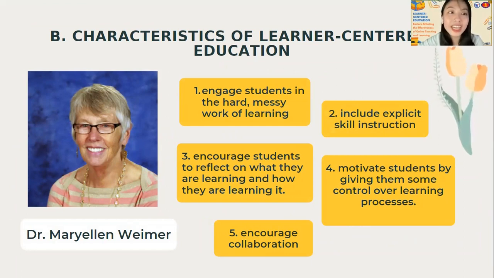Second, include explicit skill instruction. By learning how to solve problems, think critically, apply information, and integrate knowledge, students can learn to think like experts in a discipline. In other words, they not only need to learn content, but they also need to know how they can learn more. Third, encourage students to reflect on what they are learning and how they are learning it.